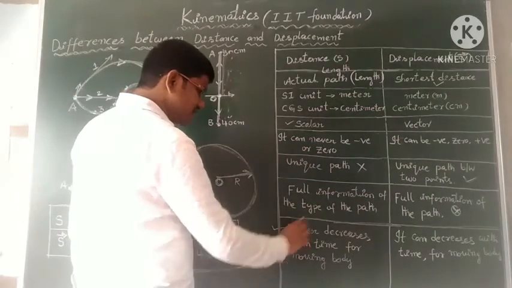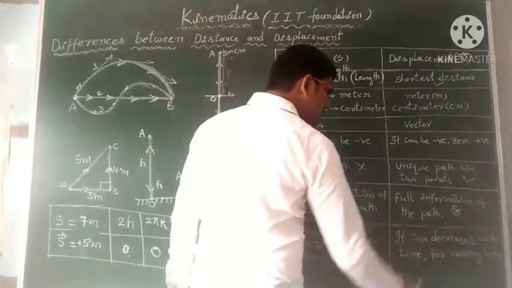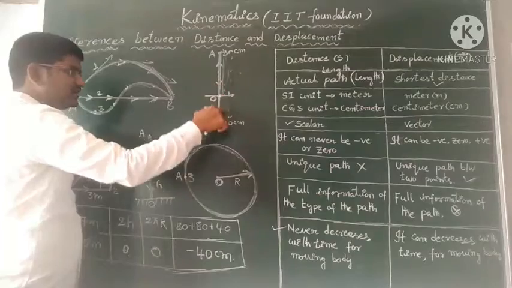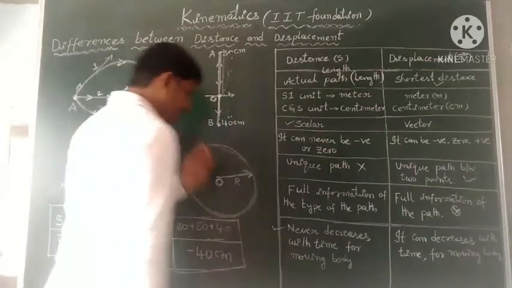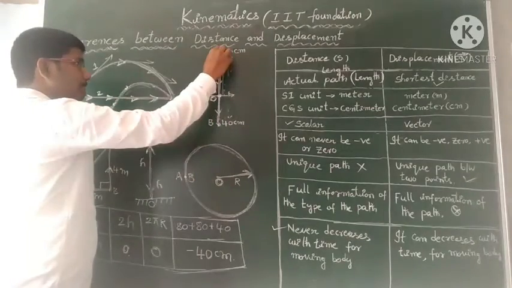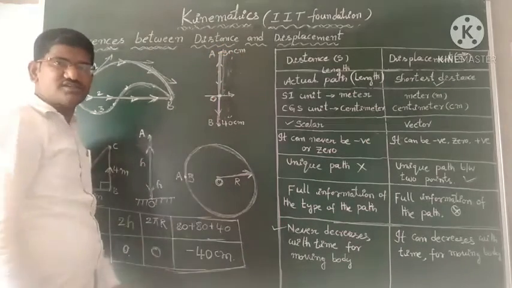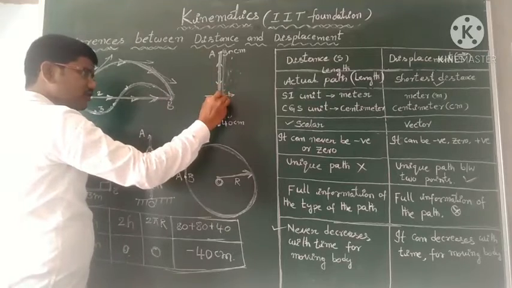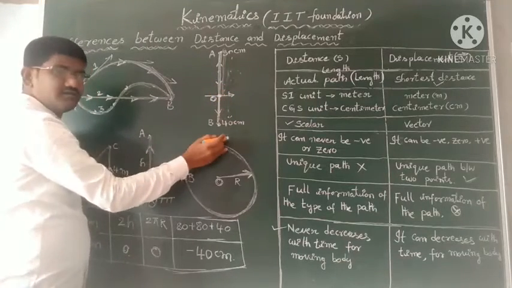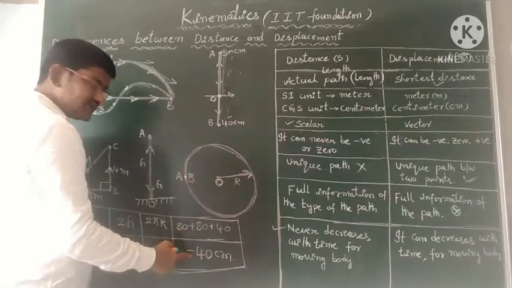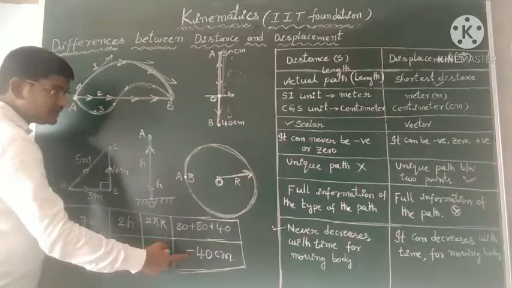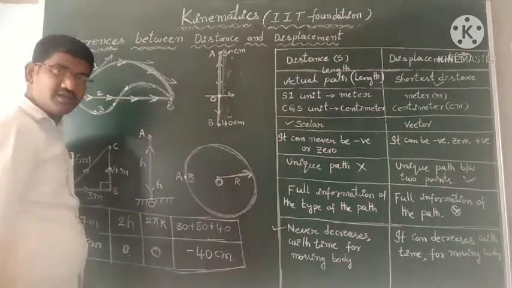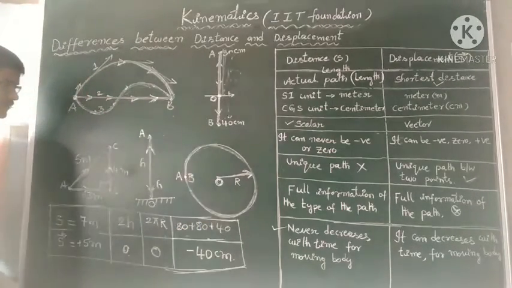So distance never decreases with time, and displacement can decrease with time and it can be negative also. We have seen when it goes up and reverses the direction, it decreases. It started here and again comes here, displacement 0, but it is behind the initial point. So the negative sign tells it is behind the initial point, so minus 40 centimeters is telling that.